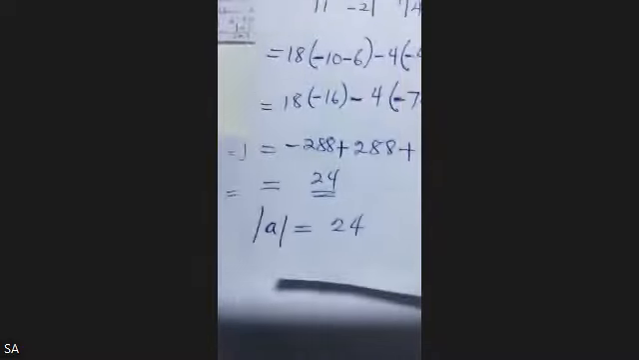Therefore, my A is the determinant of A over the general determinant. The determinant of A is 24. The general determinant is 6. So that's 24 over 6. So A is what, class? A is 4.